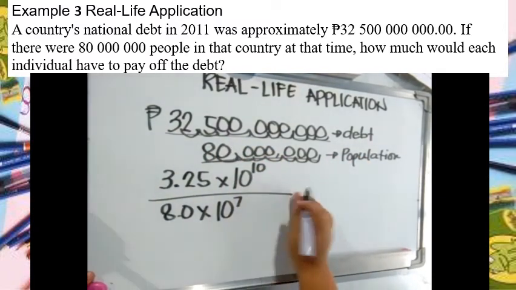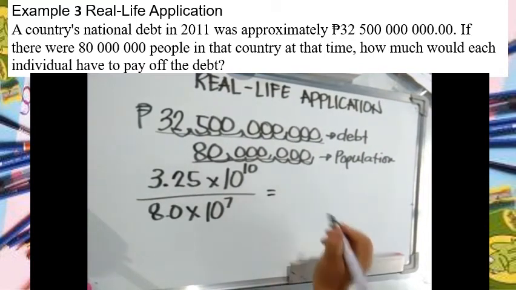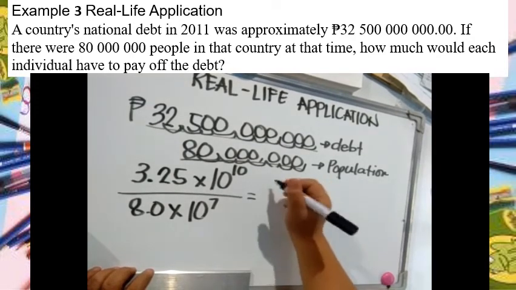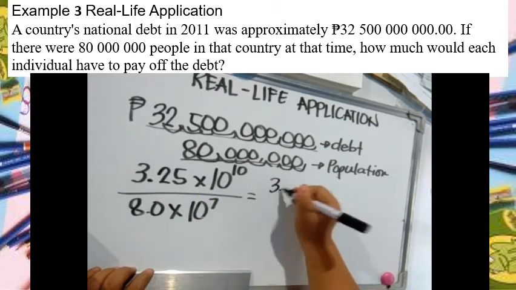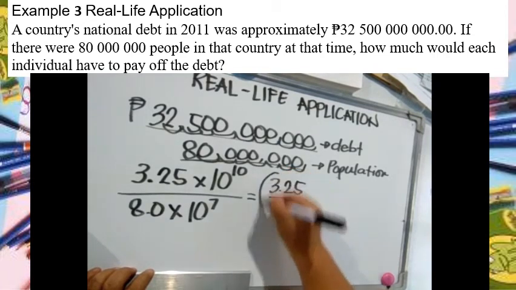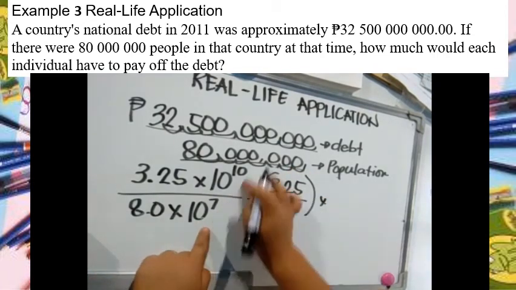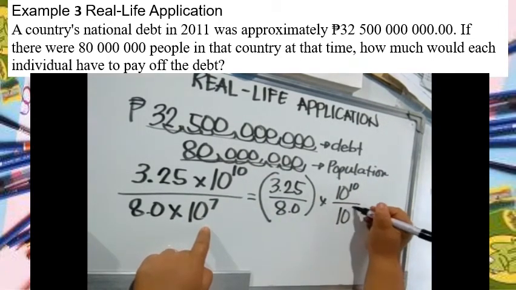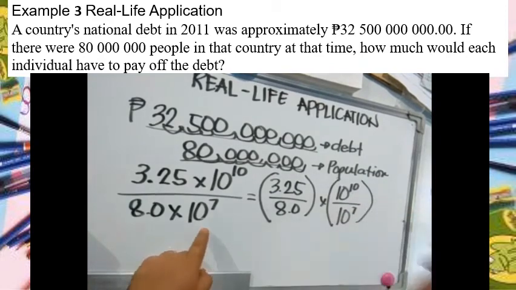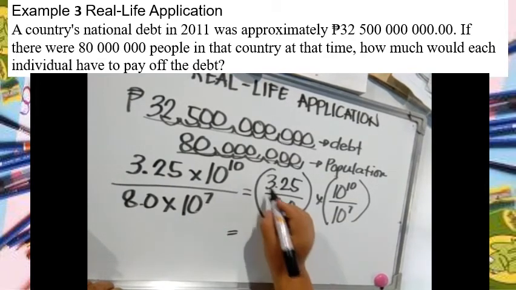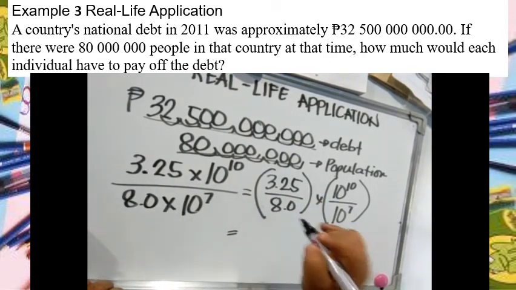Okay? Next thing to do is to divide them. Ato silang i-divide, but atong ilahi, di ba, duha man ni ka term? So, 3.25 divided by 8.0. Ato silang i-enclose. Times, kanina pod silang duha, 10 to the power of 10 divided by 10 to the power of 7. Ato pod silang i-enclose. Now, let us solve 3.25 divided by 8.